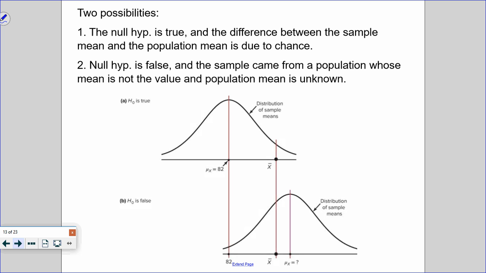So there is still a chance that something over here could happen. It just may be less than 1%. Okay?